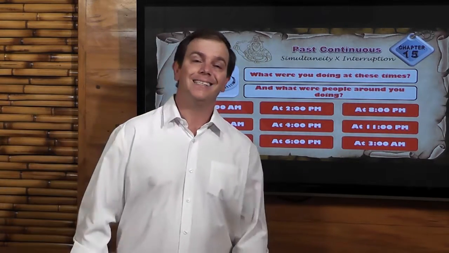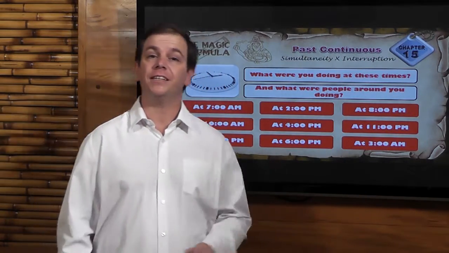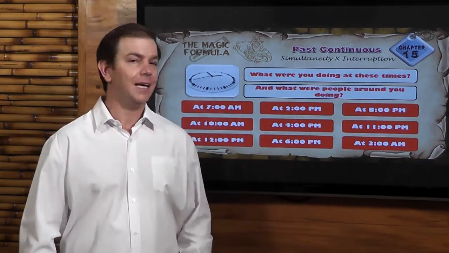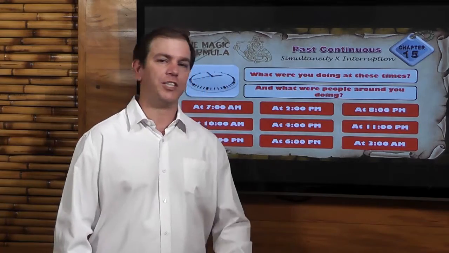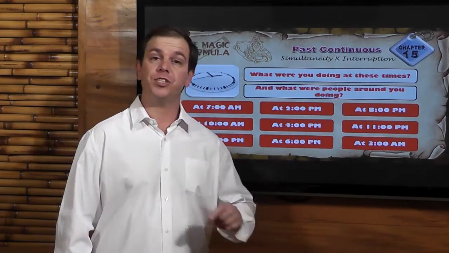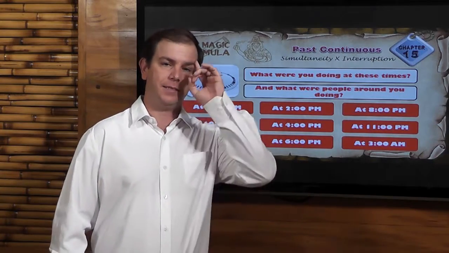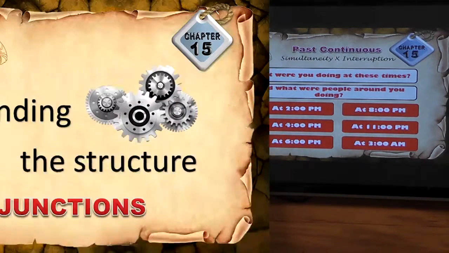So remember, simple past is an action that started and finished in a specific time in the past. But past continuous is not an action that started and finished. It's an action that was in progress at a specific time in the past. This is very important. Never forget it.